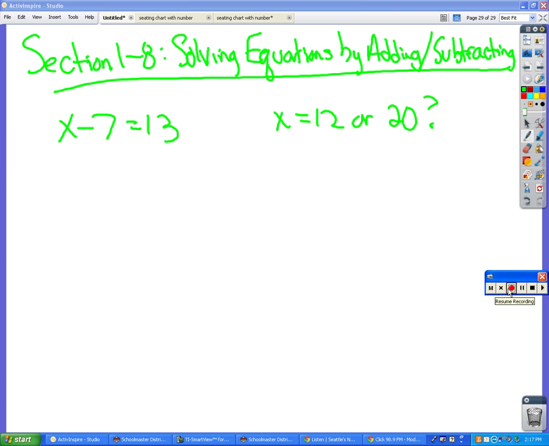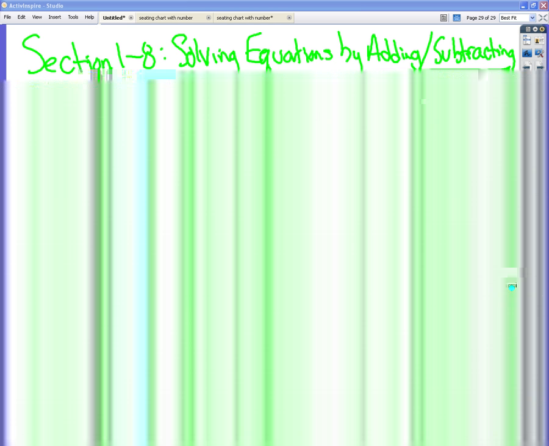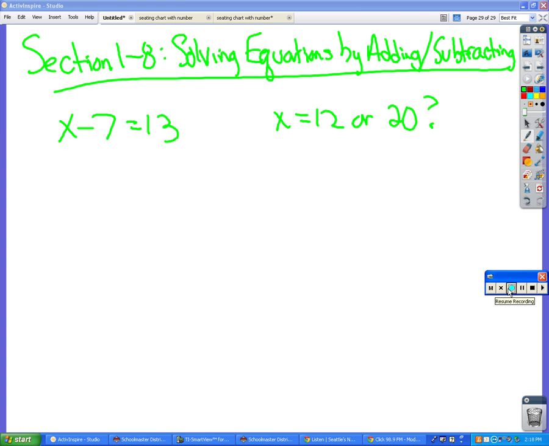How is an equation different from an expression? Does anybody know? What does an equation have that an expression does not? I'm not sure what you're doing. Are you turning into a zombie? Oh, you're raising your hand.